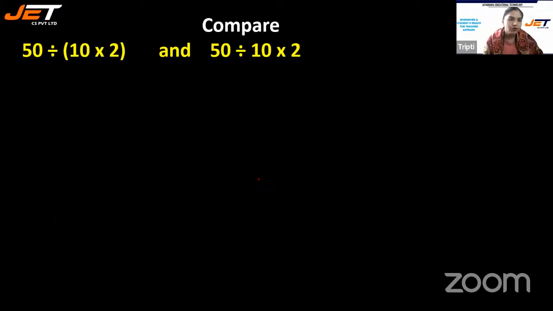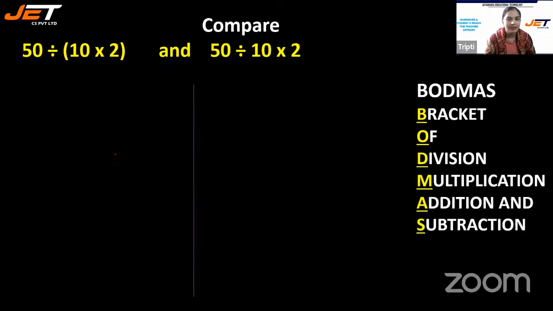We'll try one more question here. 50 divided by, in the bracket, 10 times 2, and the other one is 50 divided by 10 times 2.